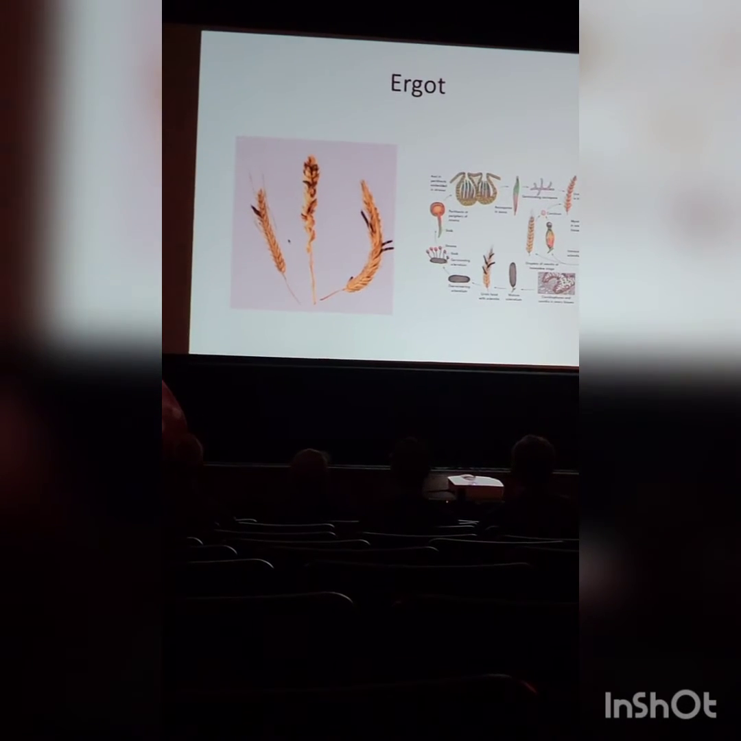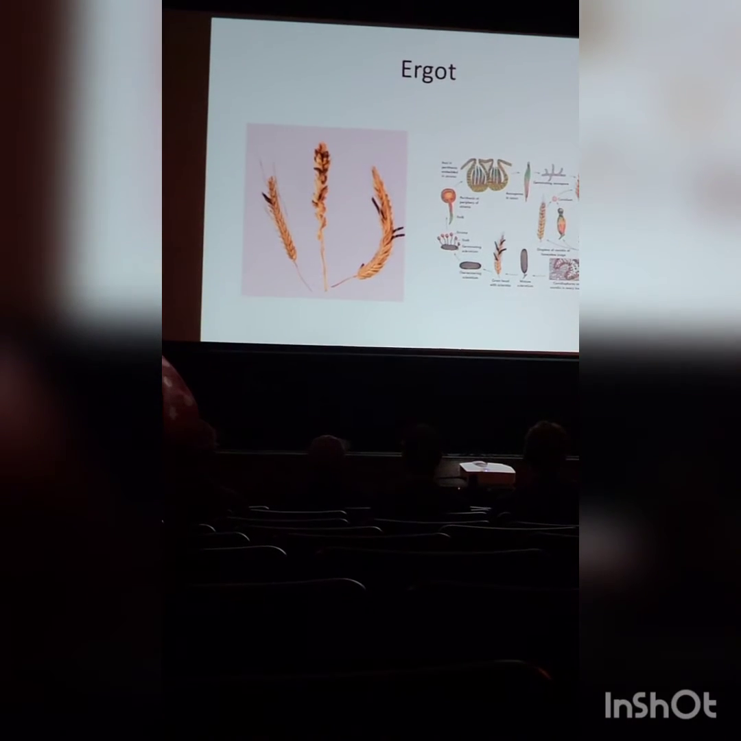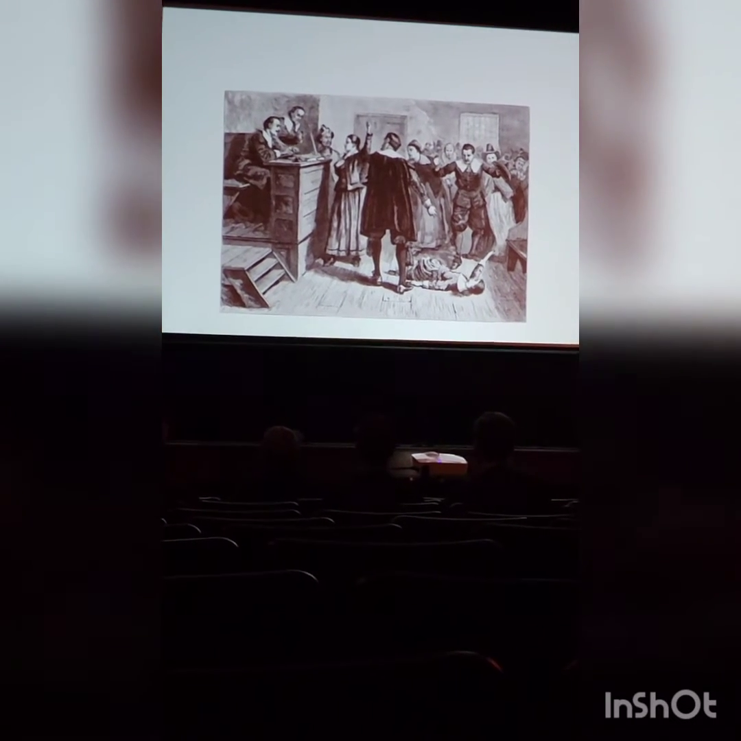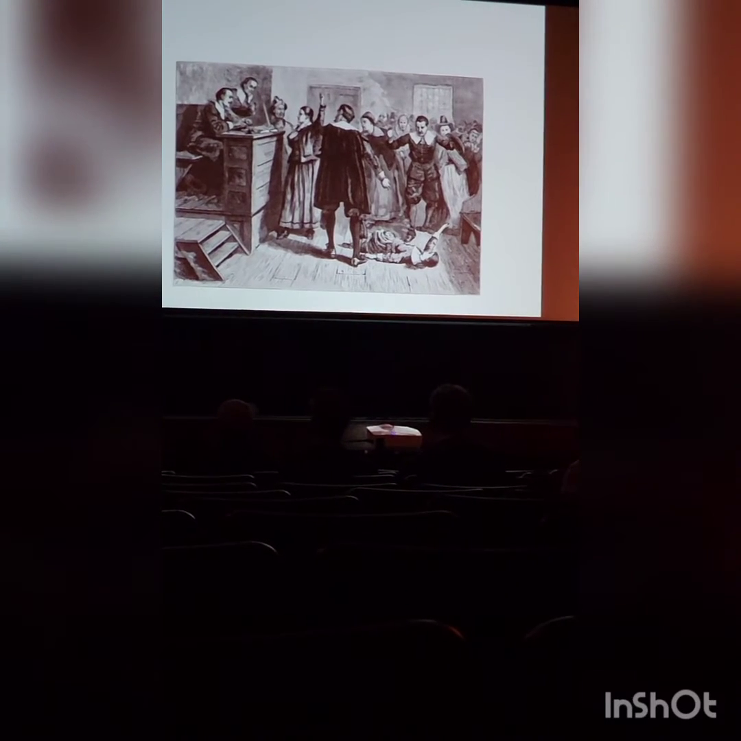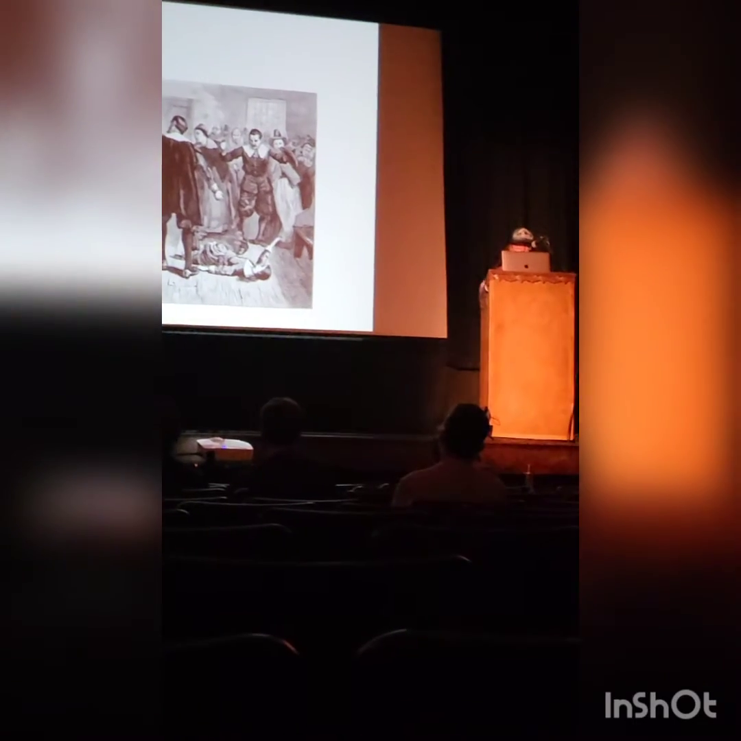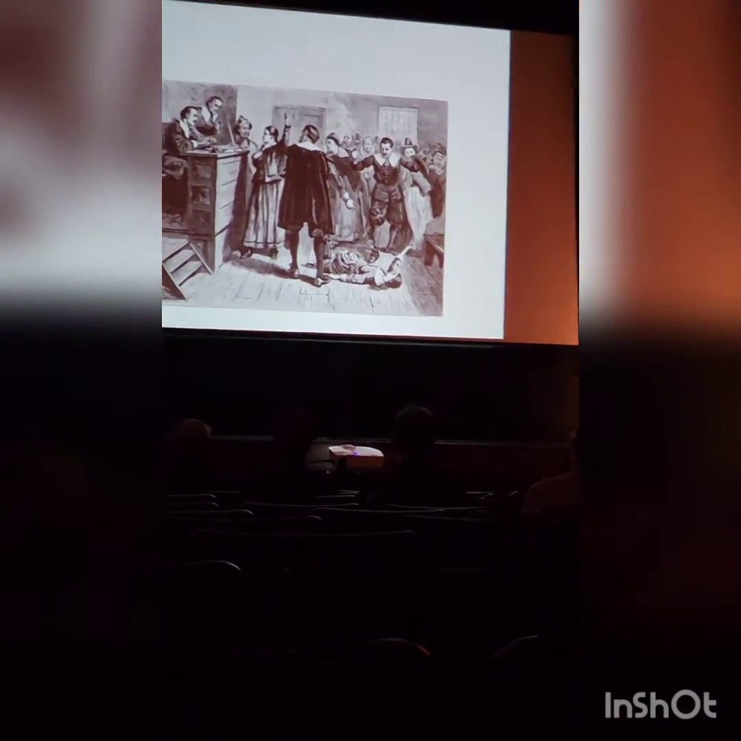So ergot, besides making lysergic acid, also causes ergotism. It's a vasoconstrictor, so it constricts the blood vessels and causes all kinds of issues. And there are many, many, many theories. One of the theories of the Salem witch trials, the thing that was causing the people to act like witches, was that they were eating wheat infected with this ergot.